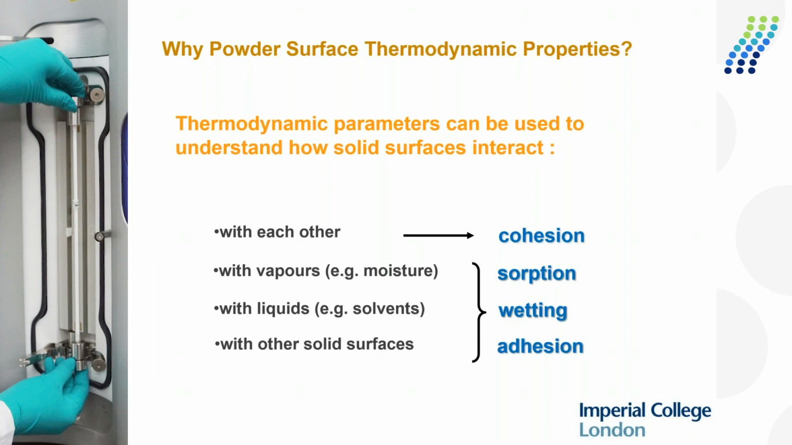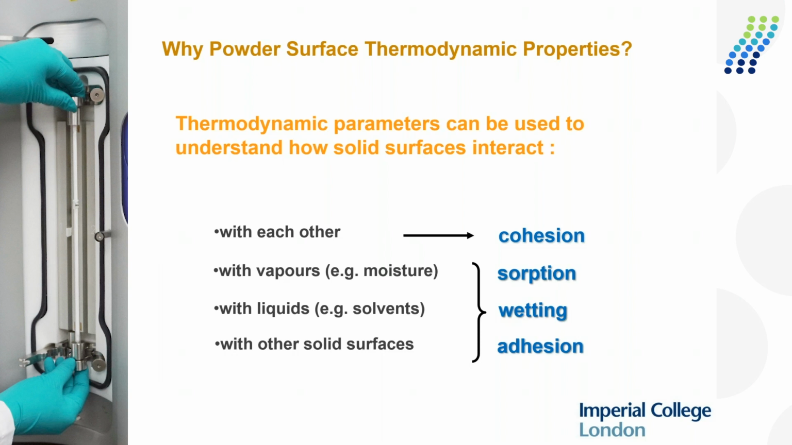I've got a powder, I wish to disperse it in a solvent. Then knowing about the surface energy is more than helpful. And if I just want to know about the adhesion of my powder particles to another particle, then I also need to know about the surface energy. So there are lots of processes by which the surface energy can be useful to help understand how particular materials behave with other materials or with their environment.